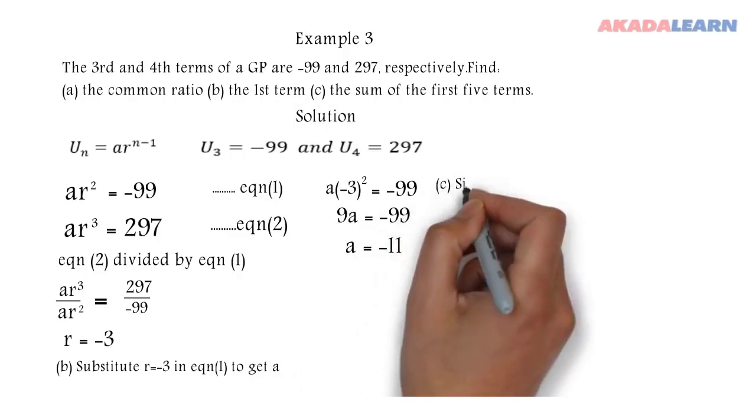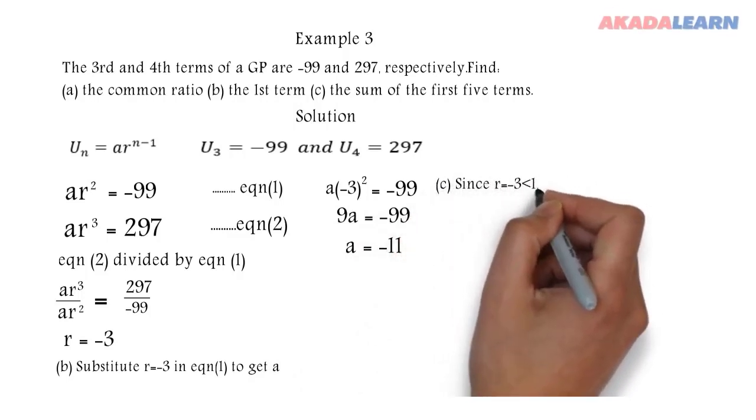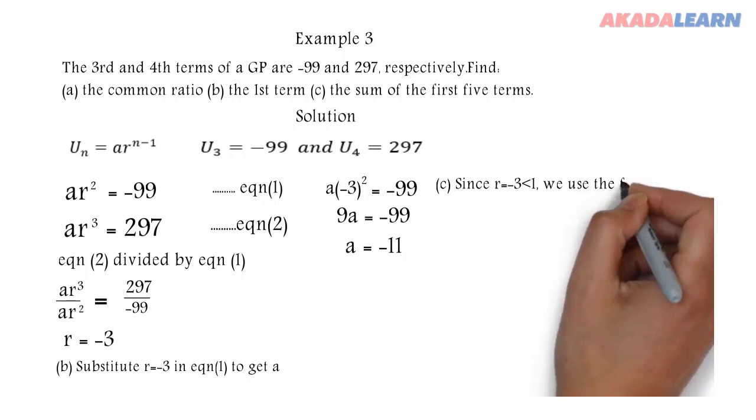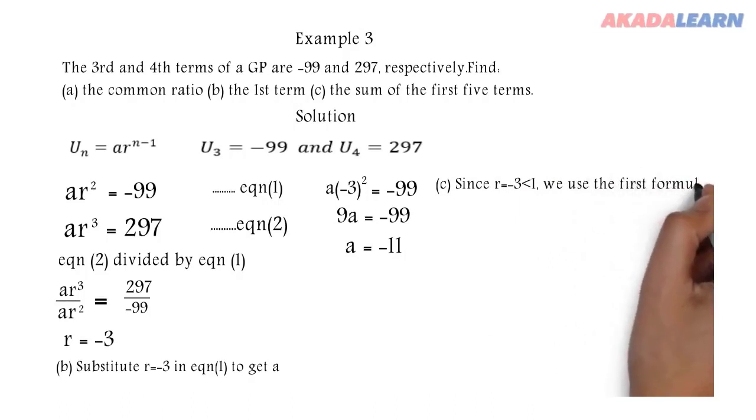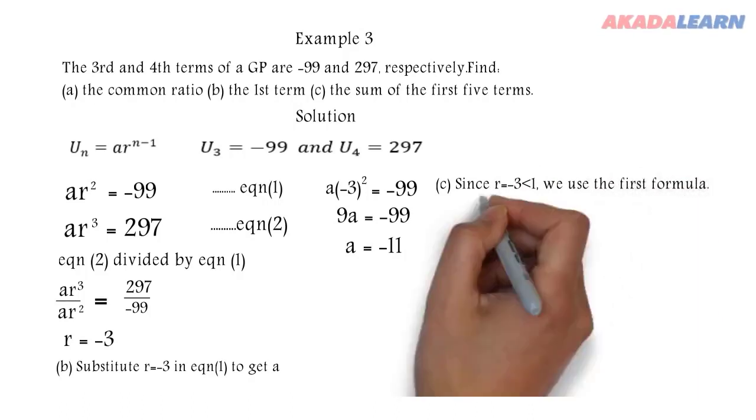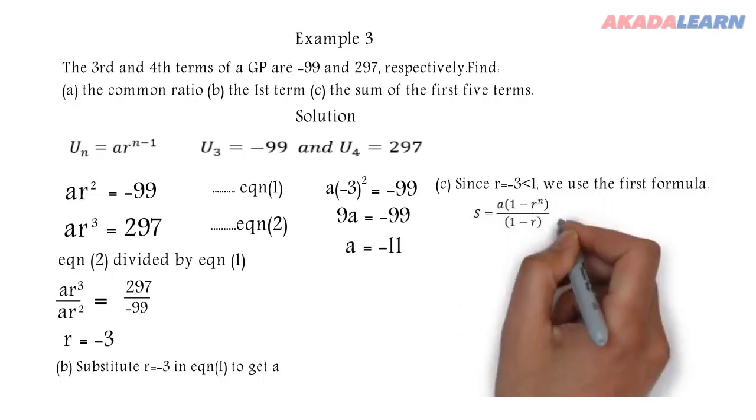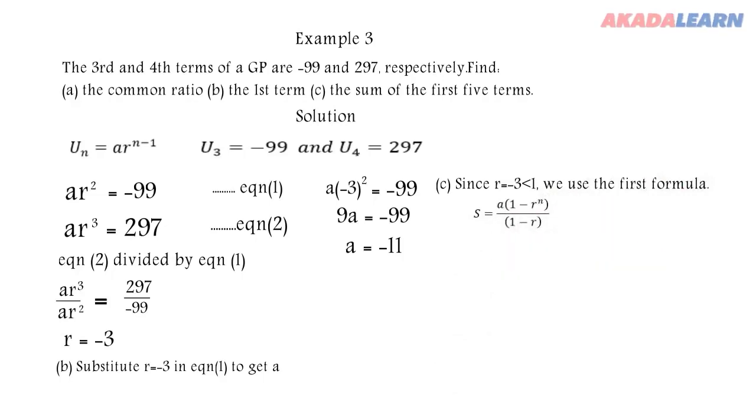So lastly, let's find the sum. Our common ratio is -3, which is less than 1, so we are going to use the first formula under the sum. And this is the formula right there. We are just going to substitute each of those values.